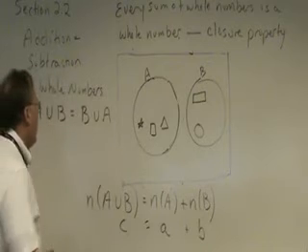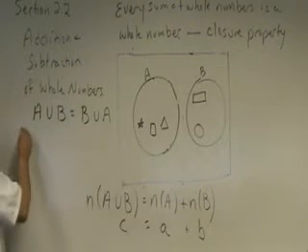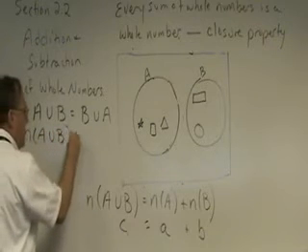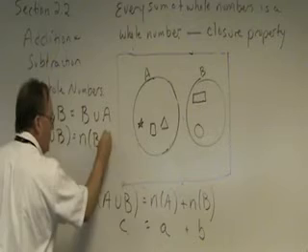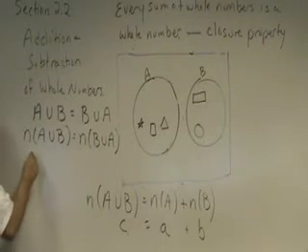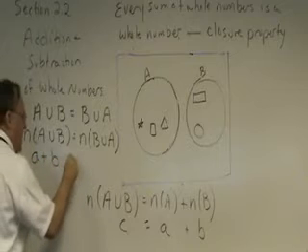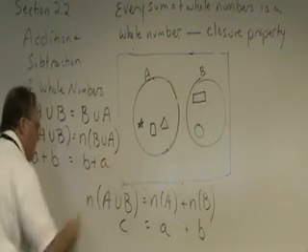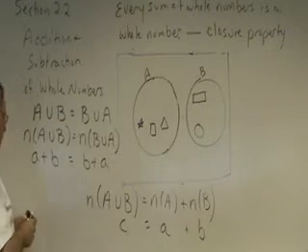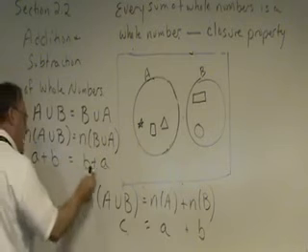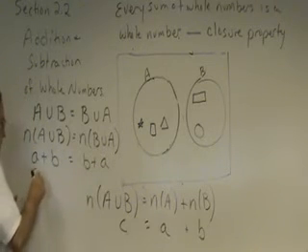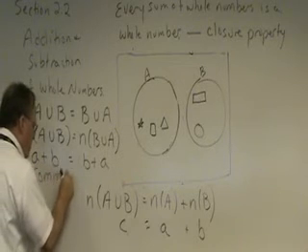And this is correct. So I can talk about the number in A union B being the same as the number in B union A. Well, that means then that A plus B is equal to B plus A for all whole numbers. And I can call this idea that A plus B is equal to B plus A for all whole numbers the commutative property.